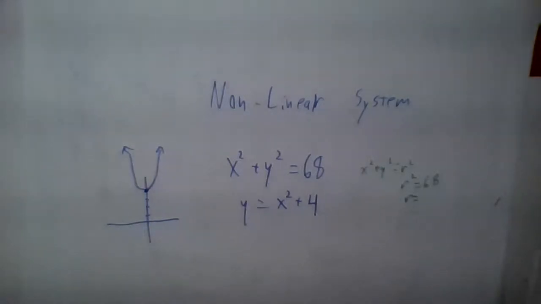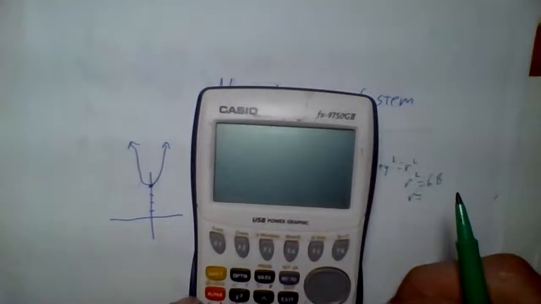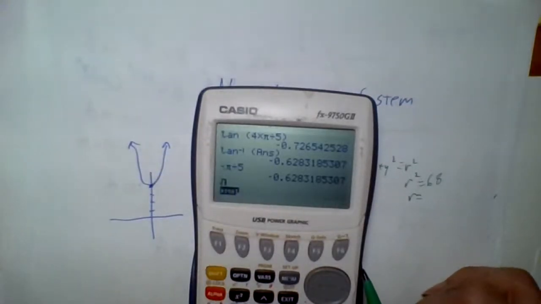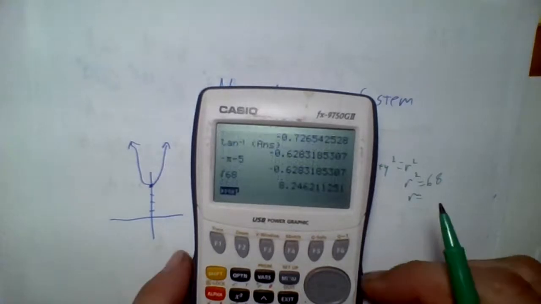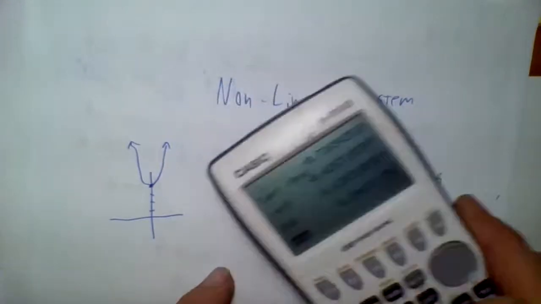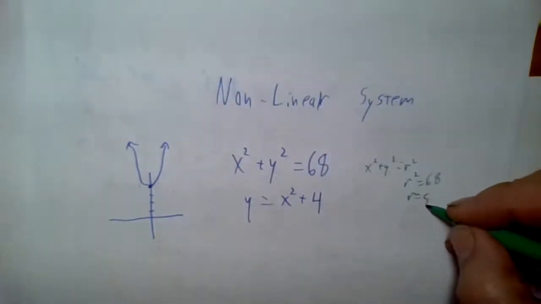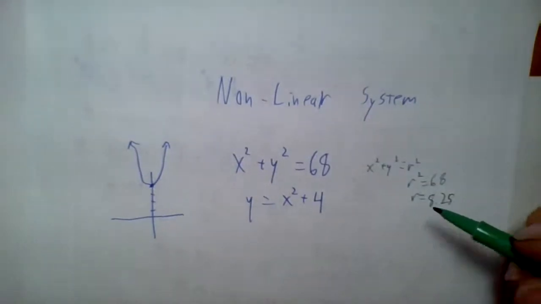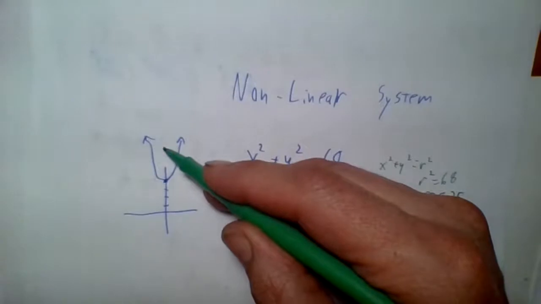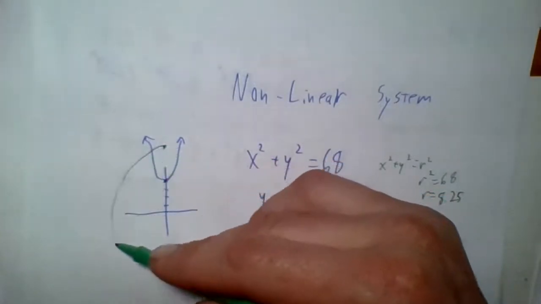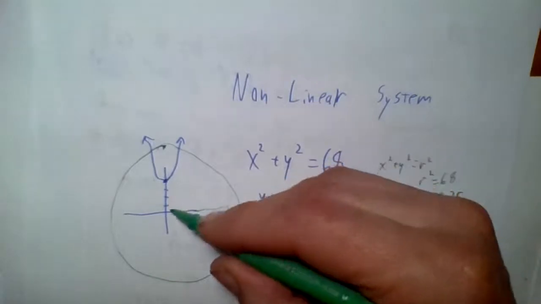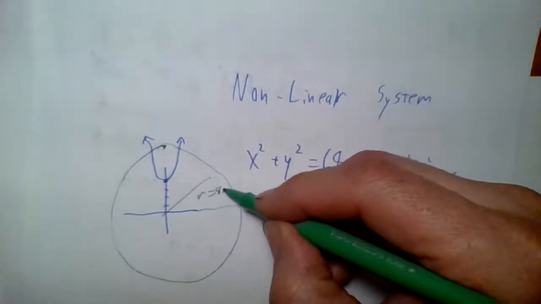What's the square root of 68? Well, let me approximate it. Square root of 68 is like 8.25. That's the radius of this circle centered at the origin. So I have a circle centered at the origin that goes out to 8.25 in all directions. This is a sloppy graph of it, but the radius is 8.25.